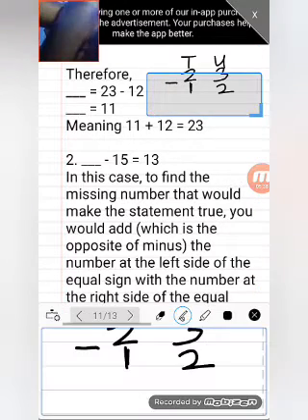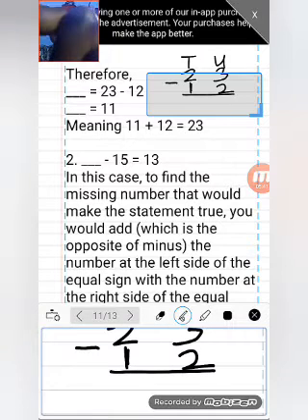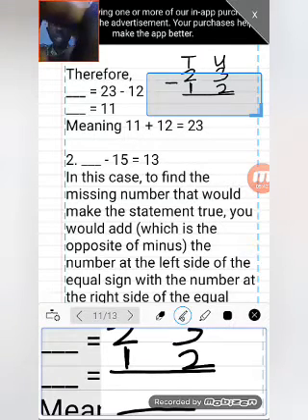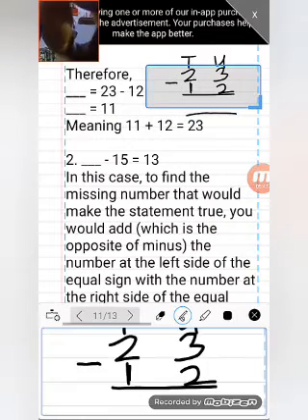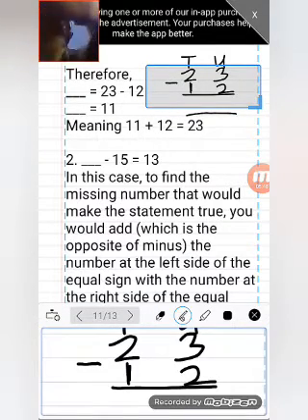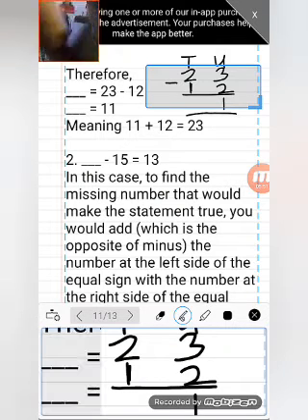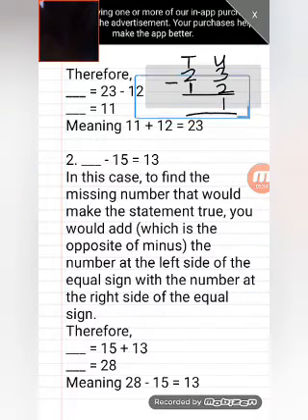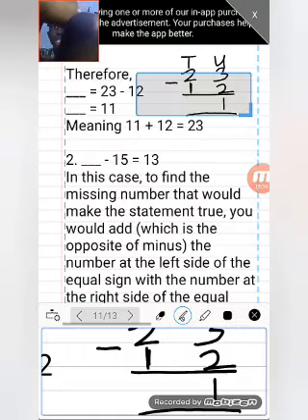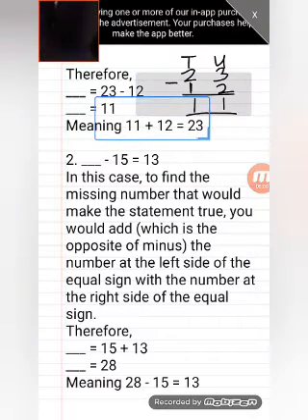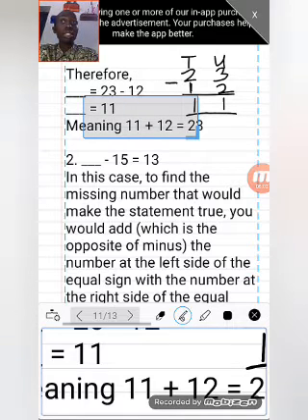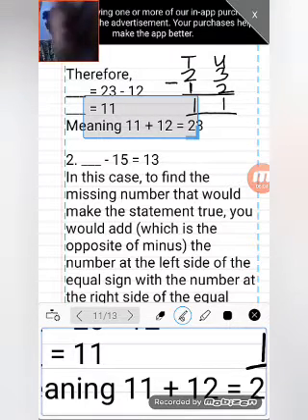So is that easy? Then underline. This is as simple as saying 3 minus 2. 3 minus 2 is what? 1. Then 2 minus 1 is 1. And that is how we arrived at 11 that we have just gotten here.